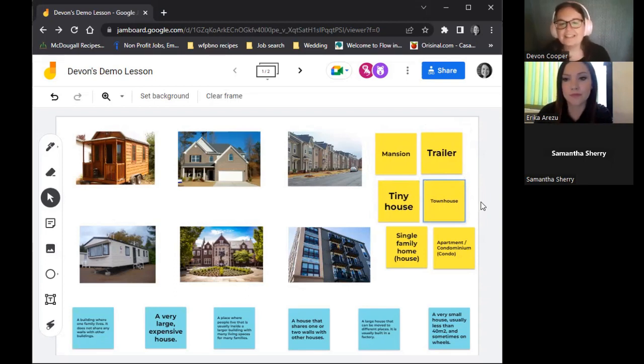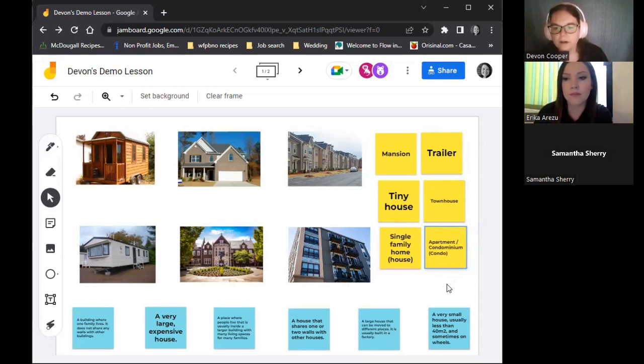Maybe so. It sounds a lot like tiny house, right? Tiny house, townhouse, but they're a bit different. Townhouse. We have a single family home, but most times we just say house, right? When we say house, this is what we think of. And then we have apartment. Apartment. But we can also say condo, right?